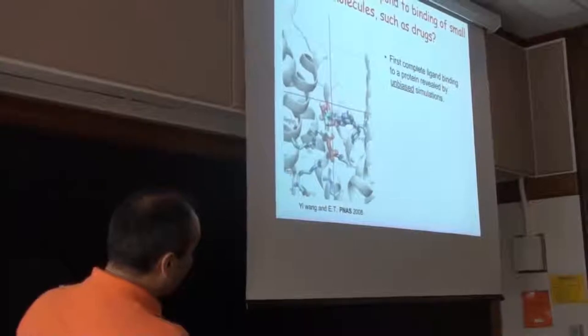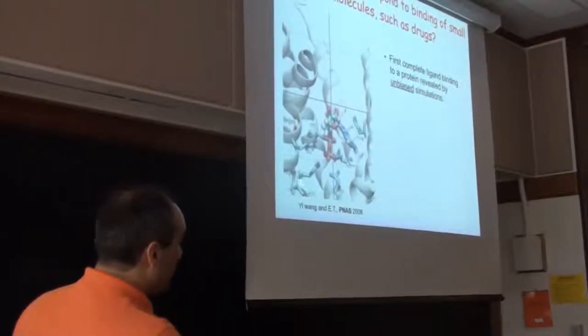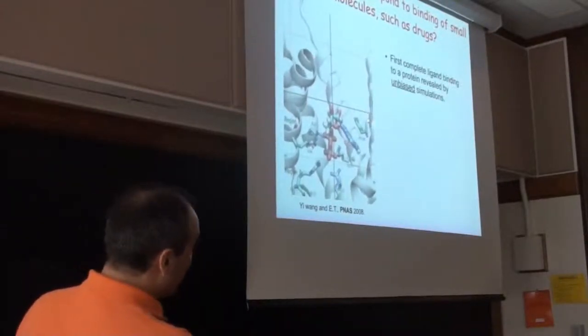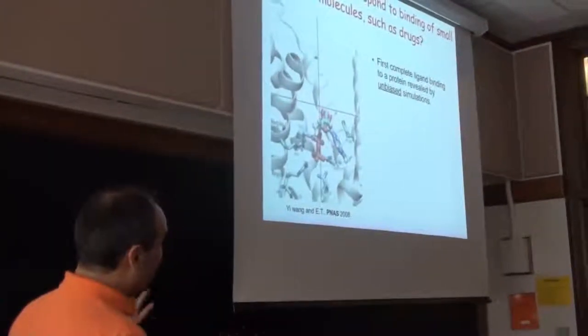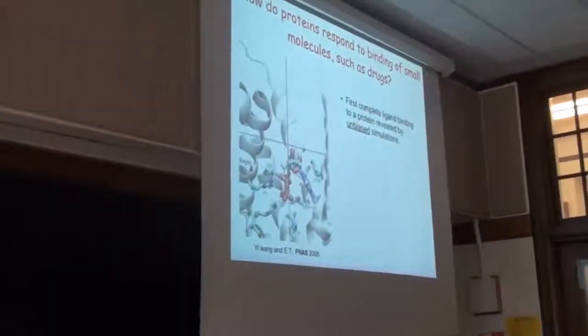But then once you have that, you know the participation of certain amino acids in the binding. What happens if you mutate, what happens if you have a mutation at this site, maybe your binding goes away, and you can understand the molecular basis of certain diseases very, very well.